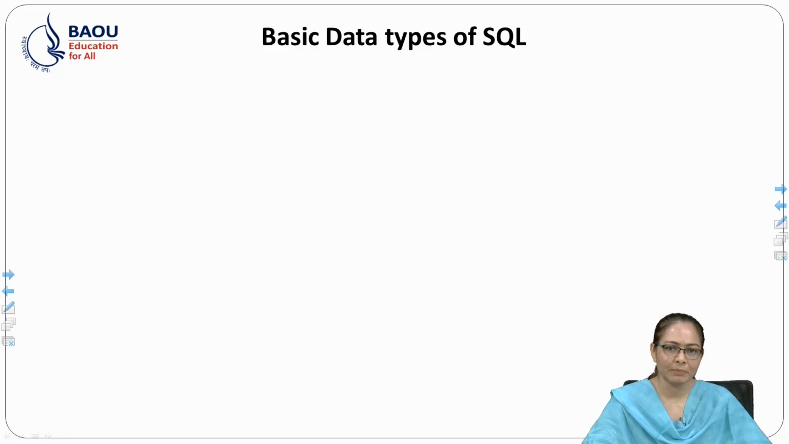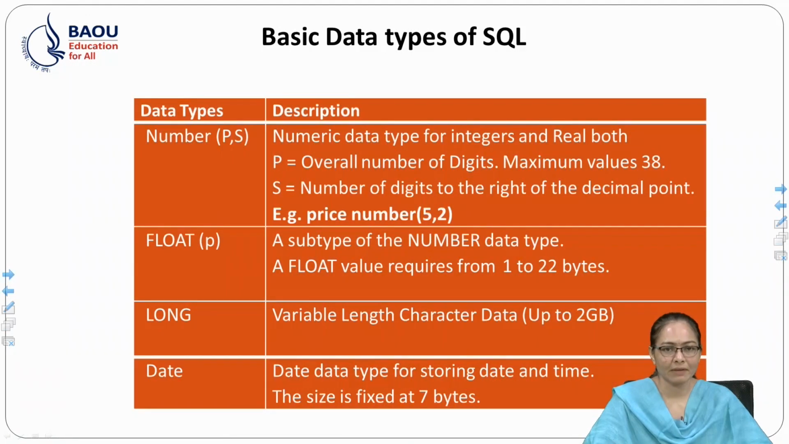Now the next data type is used for numeric values. First is NUMBER(P, S). P is the size, the total size, and S is the scale. The numeric data type is used for both integer and real. Integer means without a decimal point like 10, and real means with a decimal point like 10.50.